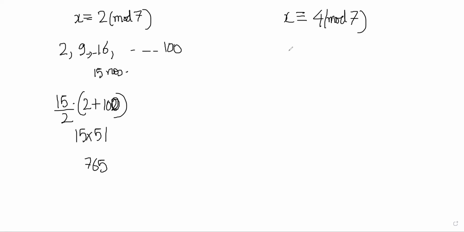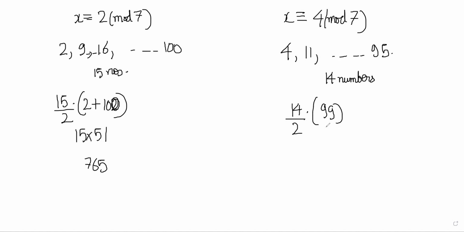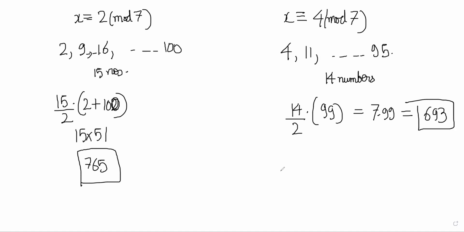And what happens here? These numbers start from 4, 11, and so on, and you go up till 95, right? And there are 14 numbers here, 0 to 13. 7 into 0 plus 4 up to 7 into 13 plus 4. So the sum of these numbers will be 14 by 2 times 99, and that will be basically 7 into 99, which will be 693. So the overall sum is 765 plus 693. The answer is 1458.